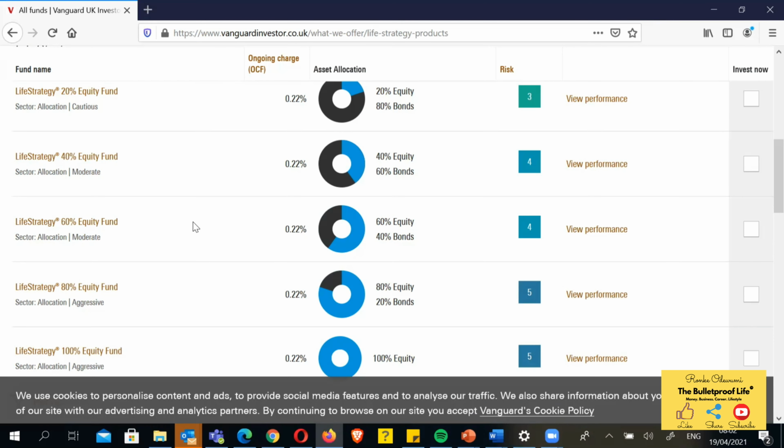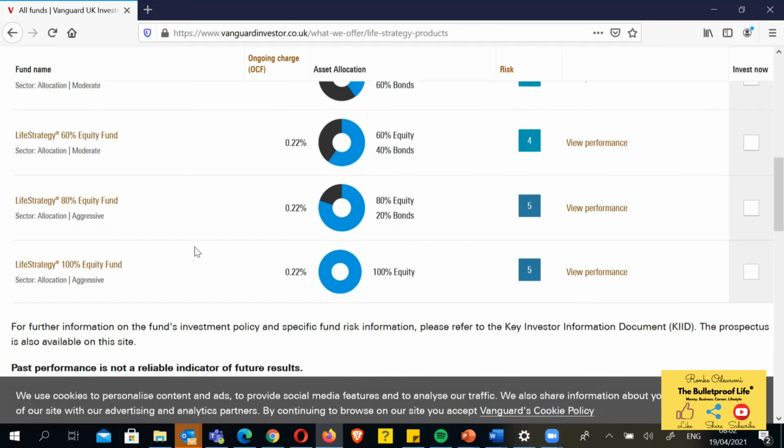And then you can have 40 or 60% equity, which means that's how much of your money is used to buy shares, and the rest goes to bonds. Again, the risk level goes up a little bit to 4. And then you have the ones that I particularly like, which are the 80% equity fund and the 100% equity fund.